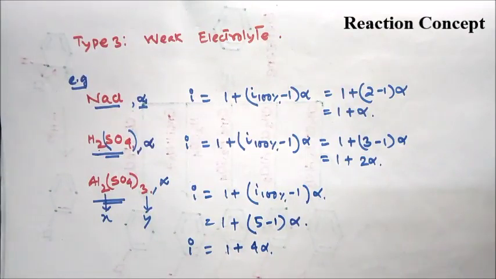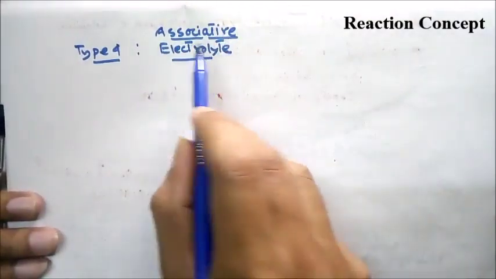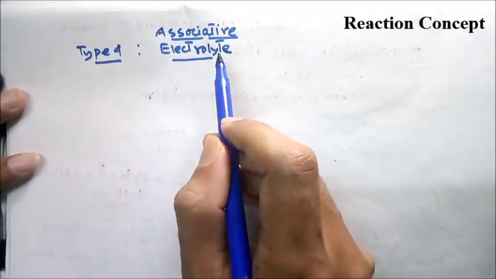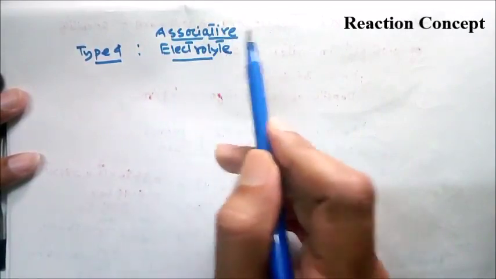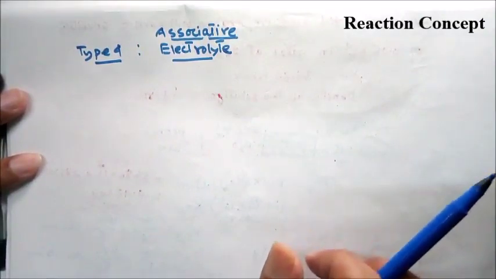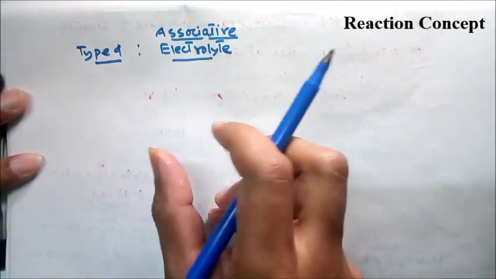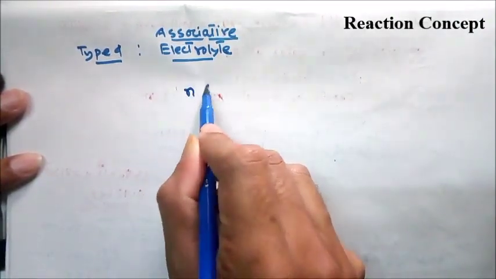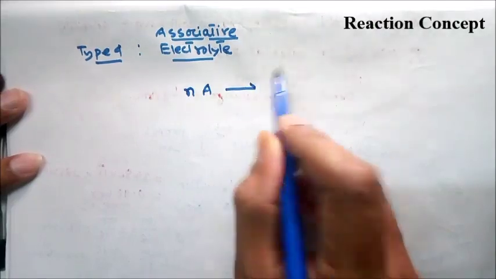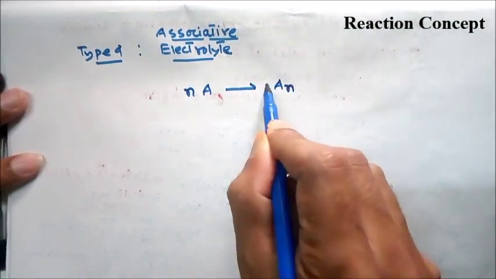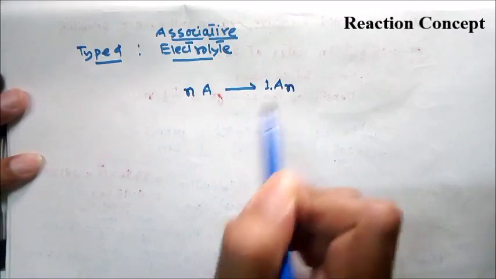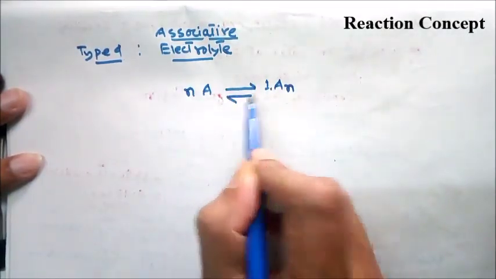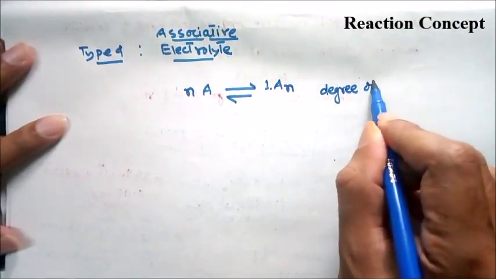Now we will discuss the Vant Hoff factor for an associative type of electrolyte. Okay, here the electrolyte will associate instead of dissociate. In the former types, type 2 and 3, we have discussed that the electrolyte dissociates after dissolution. But in this case the electrolyte will associate. You see, n number of solute particles when dissolved in a solvent will associate and give you an An type of compound. Here n particles associate to an An particle. Okay, here association takes place. Here the degree of association is also given.